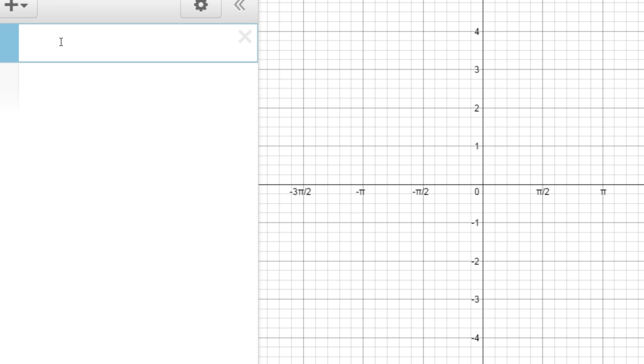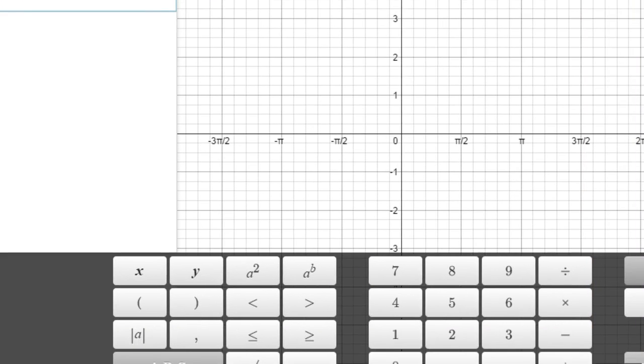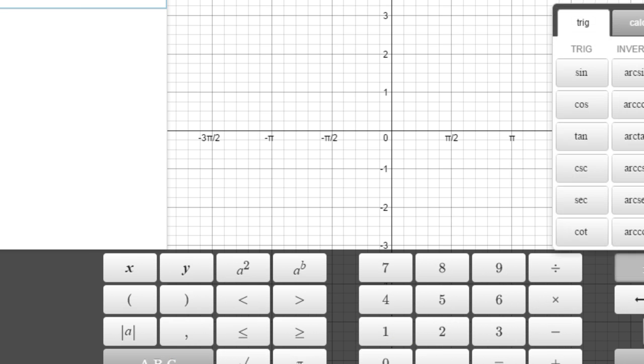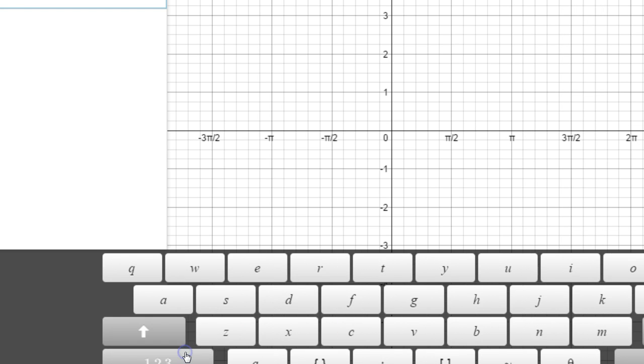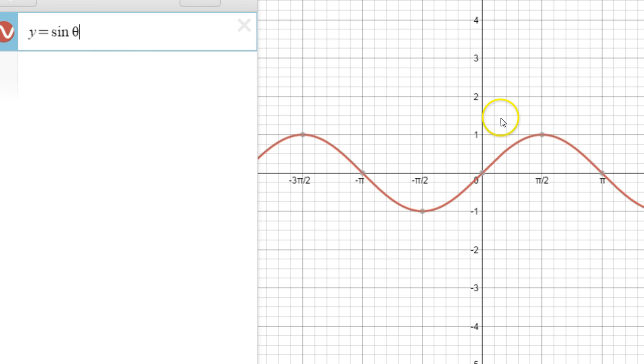All right, so let's look at some properties of this. y equals sine of x. You're going to be using x, but you could use theta if you want, it's totally up to you. But as you can see, theta doesn't work here. You actually have to go down here to your function bar. Oh, there it is. You could type it in like that, and it will recognize that theta. So that theta right there.